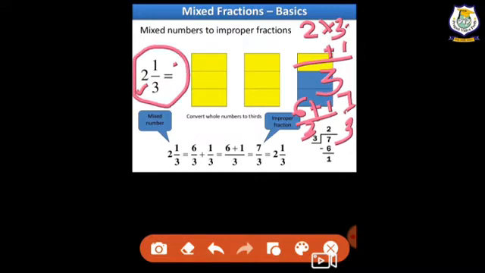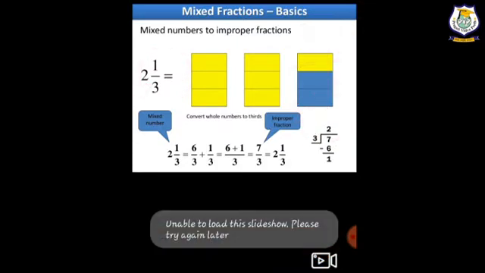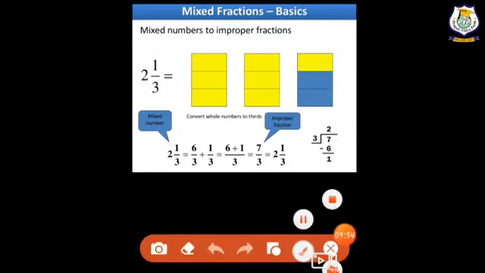Here also it is solved. 2 by 3 is written. Here they have written 6 upon 3. They have multiplied 2 and 3, that is 6 upon 3, plus 1, it is written 1 upon 3. Now 6 plus 1 upon 3, 7 upon 3.